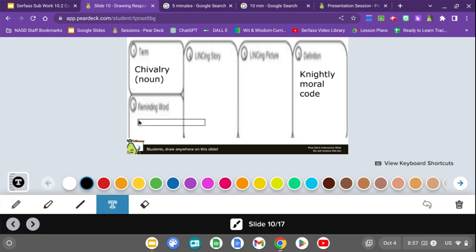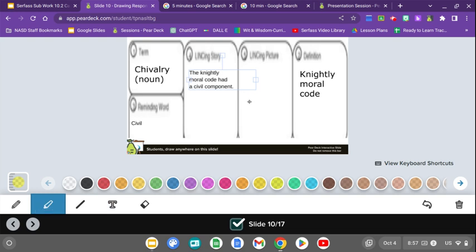So I'm going to make a new link and I'm going to use this word, civil. I'm going to say the knightly moral code had a civil component. And then I'm going to draw a knight being extra polite.